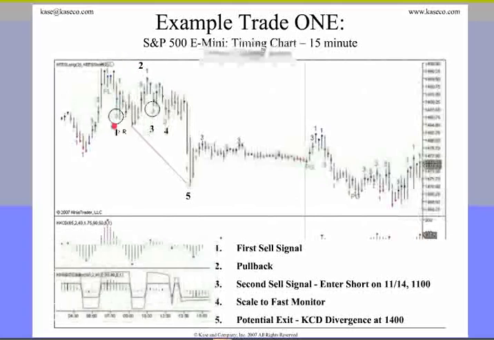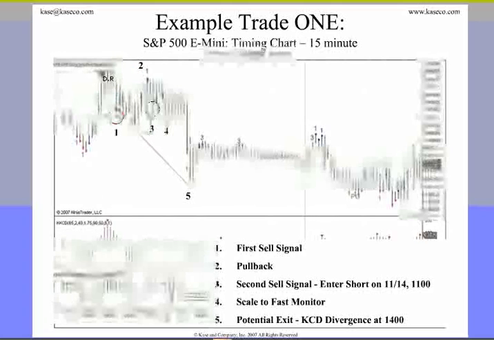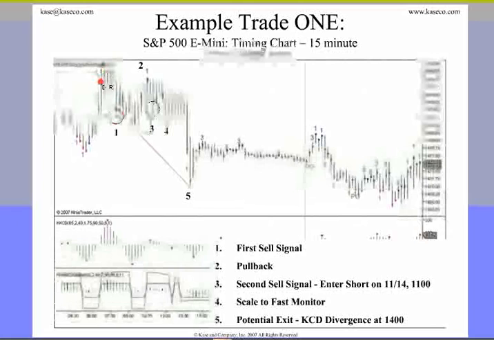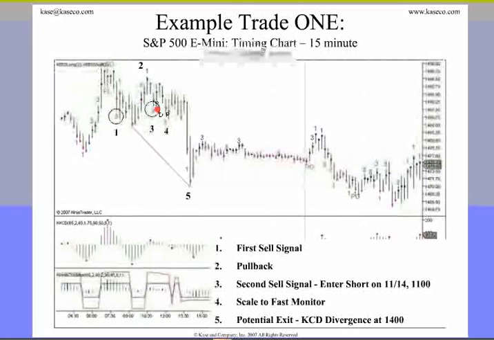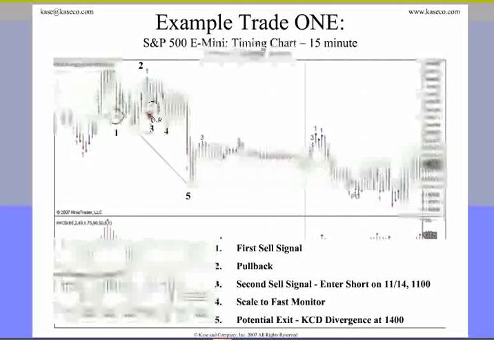Now we still have that valid first short signal from here, where the number 1 was. We haven't taken out the previous swing high. So when we get this third signal, it's the second signal, we can go short. We now go short.